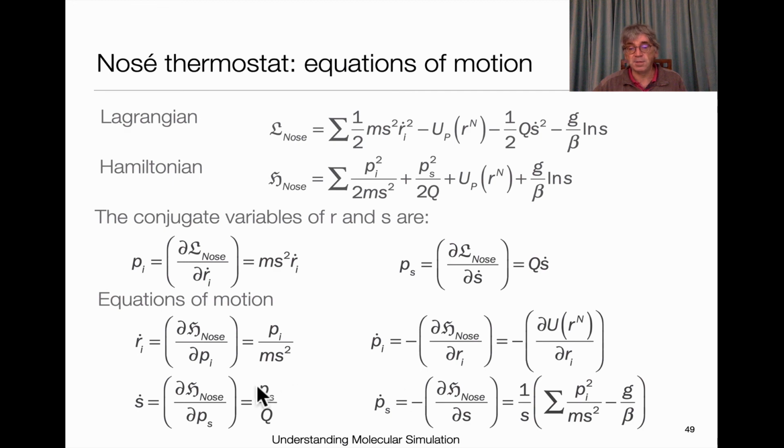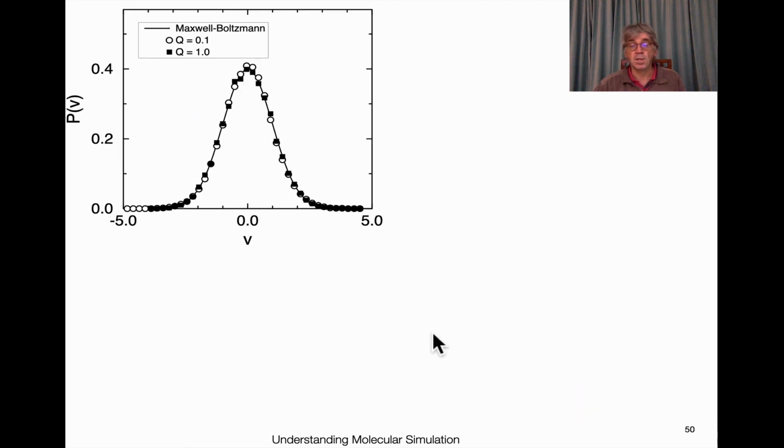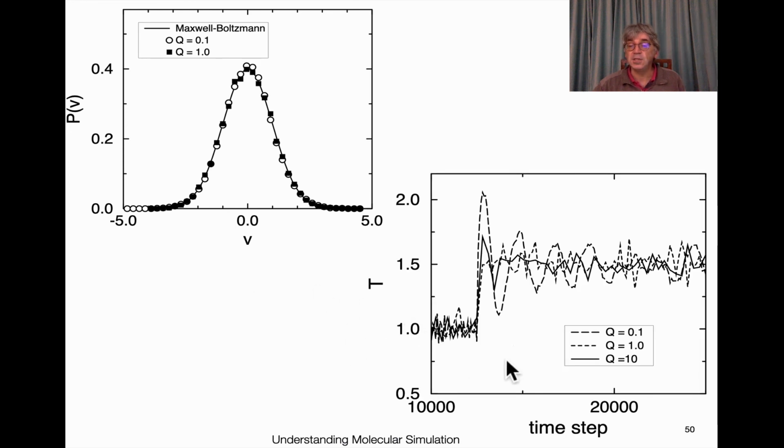And here you have the equations of motion of the S variables, and this is something, if you apply the Trotter expansion for these kind of things, you can immediately derive the equations of motion. So we see that irrespective of the mass associated with the S variable, we do simulate this Maxwell-Boltzmann distribution, and here you do see an effect of the mass.